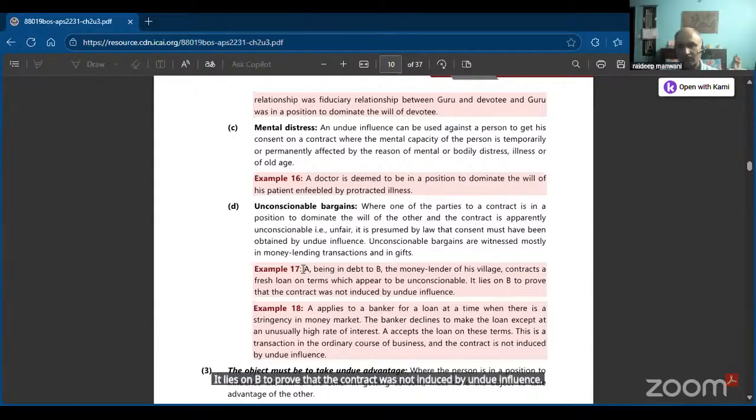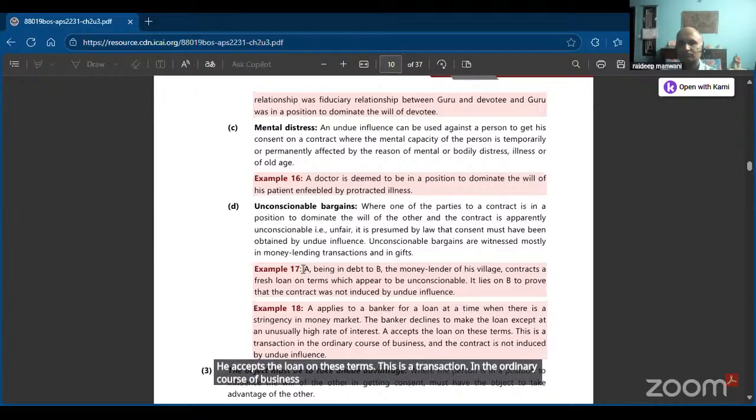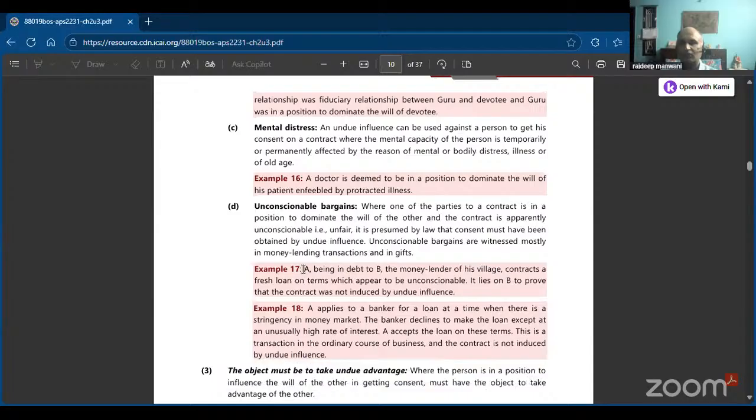A applies to a banker for a loan at a time when there is a stringency in the money market. The banker declines to make the loan except at an unusually high rate of interest. A accepts the loan on these terms. This is a transaction in the ordinary course of business, and the contract is not induced by undue influence. That's it, sir. Okay, now listen to this very important point.